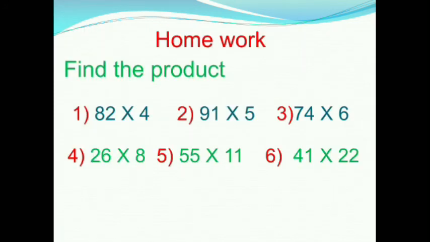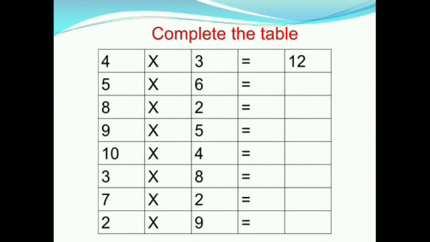Children, do this homework. Find the product of 82 into 4, 91 multiplied by 5, 74 multiplied by 6, 26 multiplied by 8, 55 multiplied by 11, 41 multiplied by 22, and complete the table.